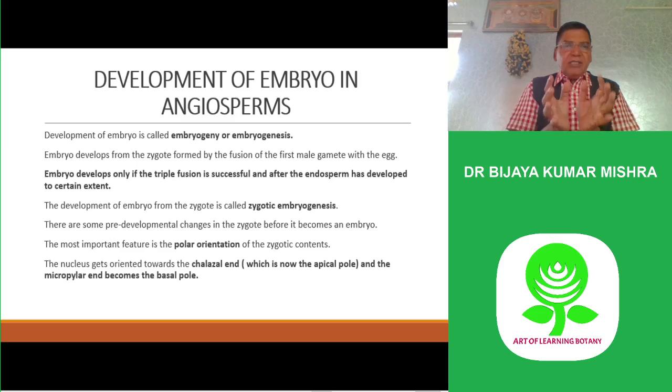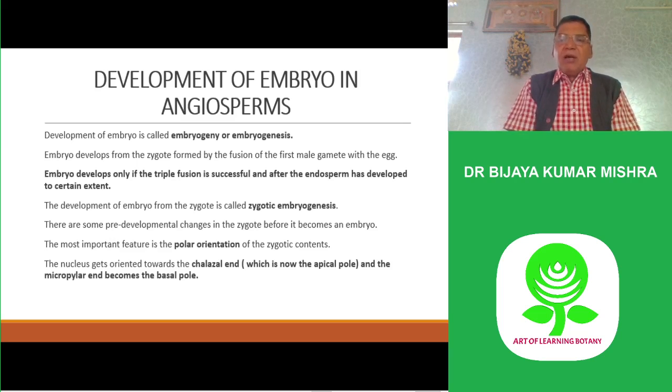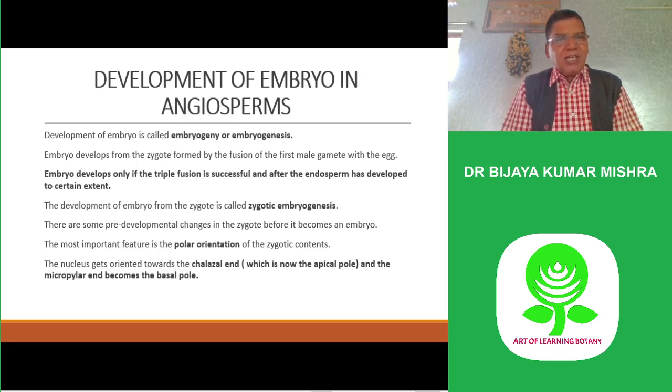And the cytoplasmic contents come to the basal end, and the nucleus moves to the chalazal, the upper end, which is now the apical pole, and the other is called the basal pole or the basal end. So the polar orientation starts. The polar orientation of the plant starts itself from the zygote division or the formation of the embryo.